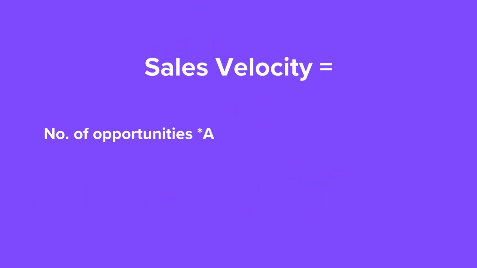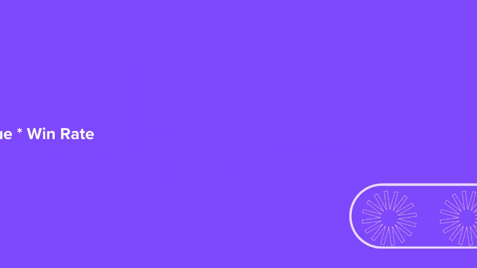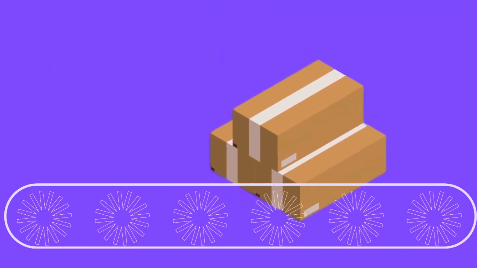Calculating sales velocity. Sales velocity equals number of opportunities multiplied by average deal value multiplied by win rate, divided by length of sales cycle. Let's consider a hypothetical example to illustrate how to calculate sales velocity.